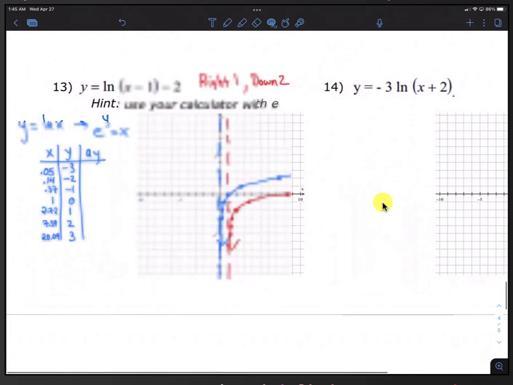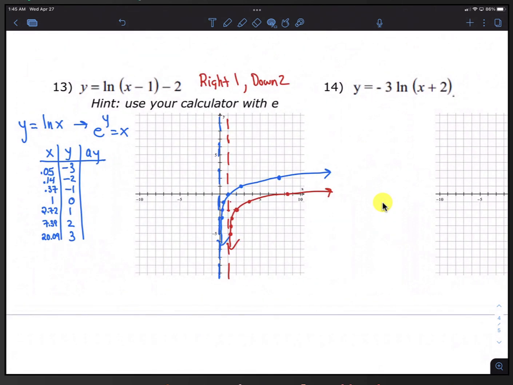And now let's talk about the domain, range, and vertical asymptote. The domain is going to go from the vertical asymptote to infinity, so that's 1 to infinity. Range is -infinity to infinity because it goes down and up forever. And as we said, the vertical asymptote is at x is equal to 1.